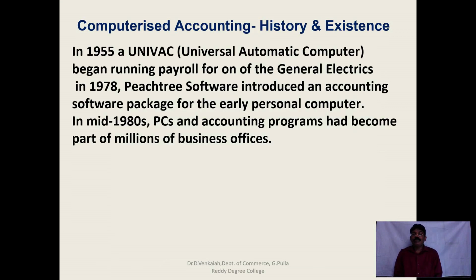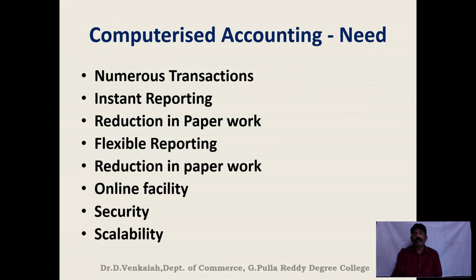Computerized accounting was started in 1955 from the UNIVAC, Universal Automatic Computer, and later in 1978 there was one software for computerized accounting, Peachtree. In 1980, accounting programs had become part of millions of business offices. Presently every business house has either its own software or software which is generally used, like Tally, QuickBooks, like that. That is the history of computerized accounting.